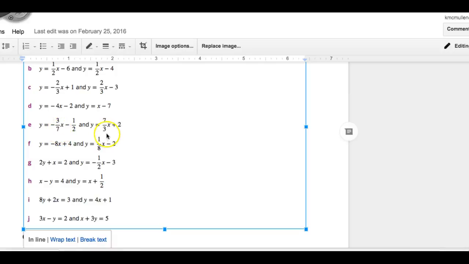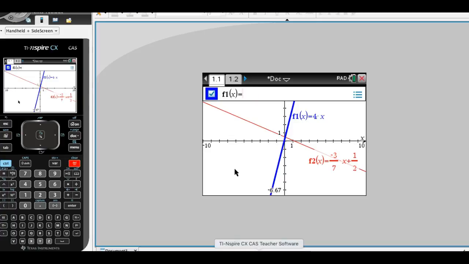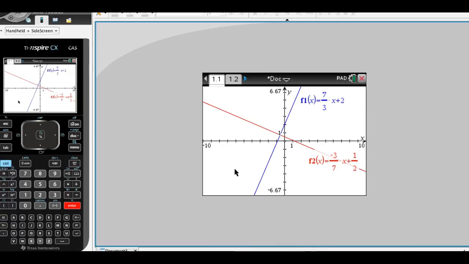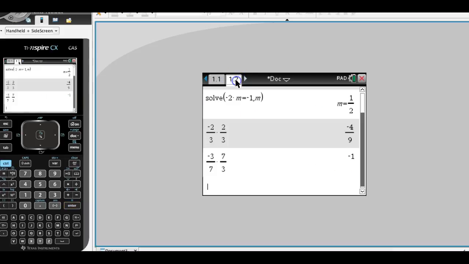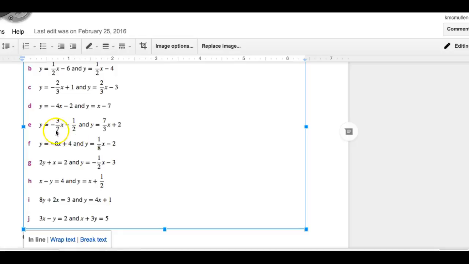And the other line, what was it? 7/3x plus 2. Okay, we'll get rid of that. And I can see that they're pretty much perpendicular. I don't have my protractor out to see if they're actually at 90 degrees, but we've checked on the graph, and we've also checked by calculating them, and we've also done it by sight, knowing that one is negative, one is positive, and 3/7 when flipped does give you 7/3.